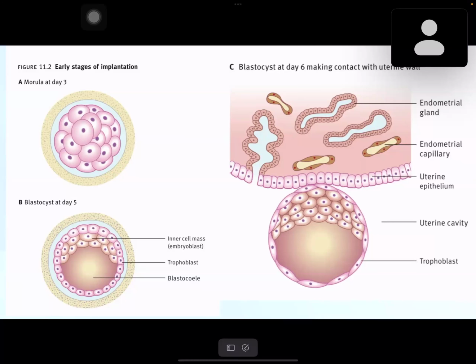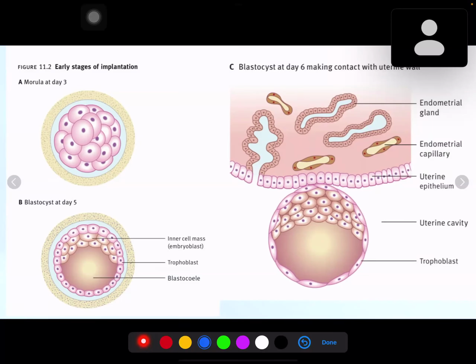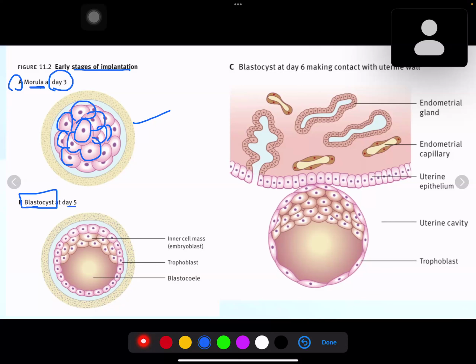Now, if you see this diagram again, early stages of implantation. Now, what is this morula? Morula is at day 3. Now, we discussed that the morula is the whole sphere of cells. Okay, so all the cells are present. And what happened in the blastocyst? The blastocyst forms at day 5. Now, blastocyst means a cavity has appeared. Just remember, a cavity appears and there is an outer layer of cells and an inner layer of cells. Okay. And what next?